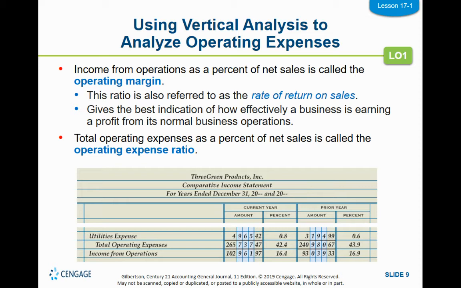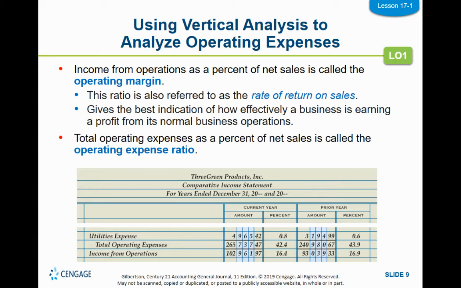So the income from operations as a percentage of your net sales is what we call operating margin. And it basically tells us what our return on our investment is, or our return on sales. And it gives us our best indication of how the business is earning a profit from its normal business operations. Basically that revenue coming in.